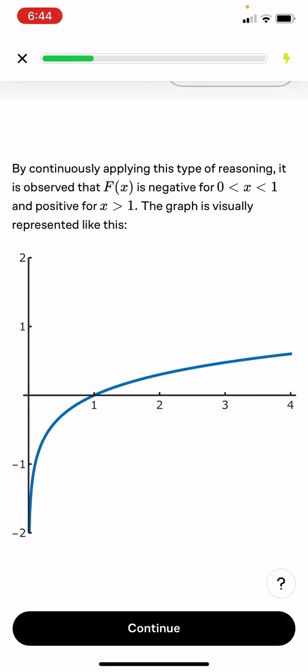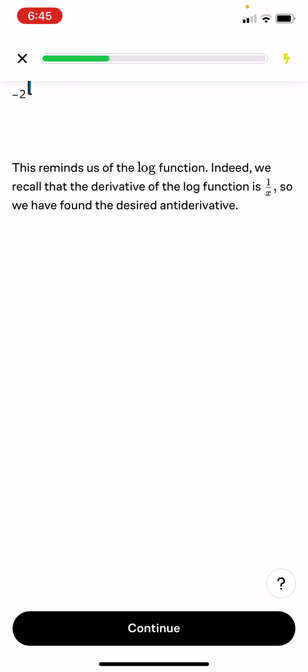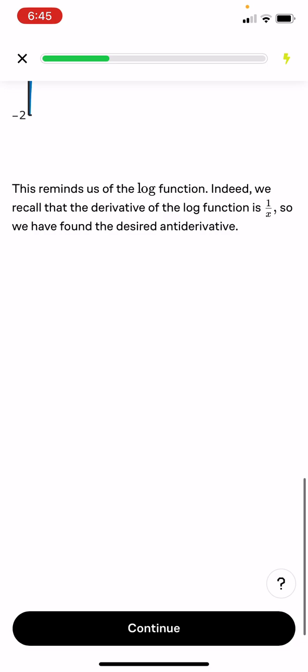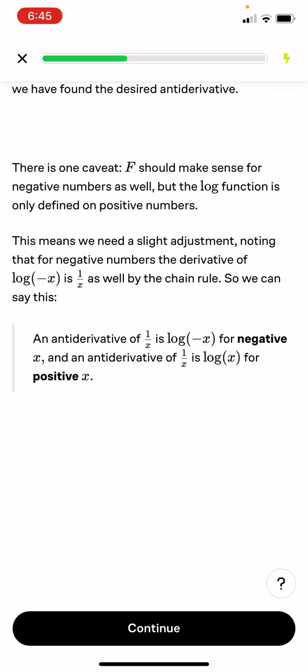By continuously applying this type of reasoning, it is observed that f(x) is negative for 0 less than x less than 1, and positive for x greater than 1. This graph is visually represented like this. This reminds us of the log function. Indeed, we recall that the derivative of a log function is 1 over x, so we have found the desired antiderivative.